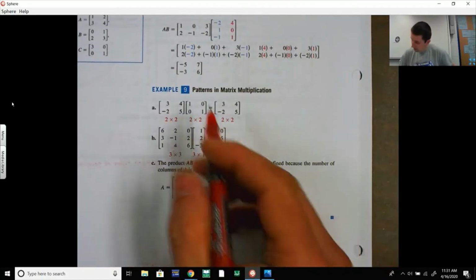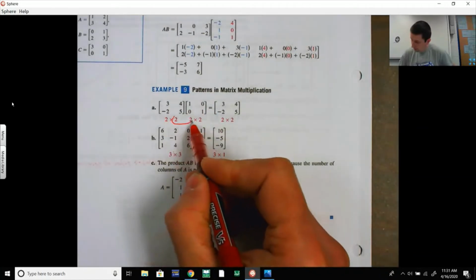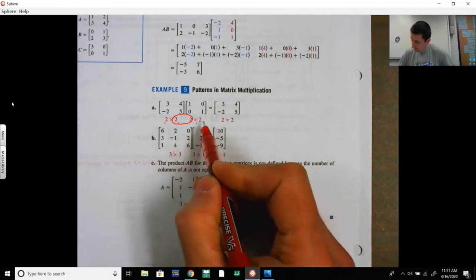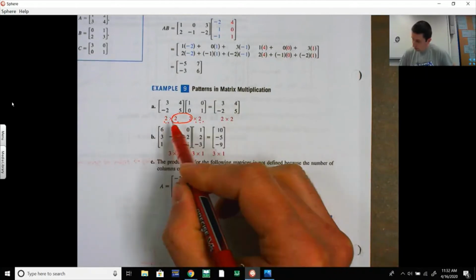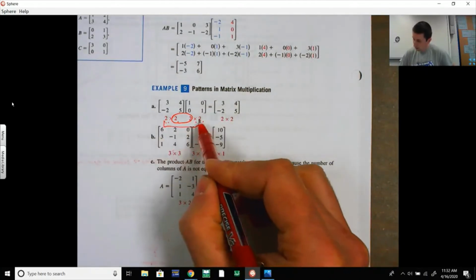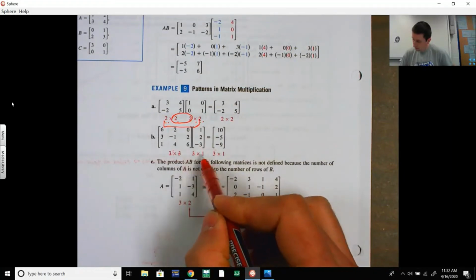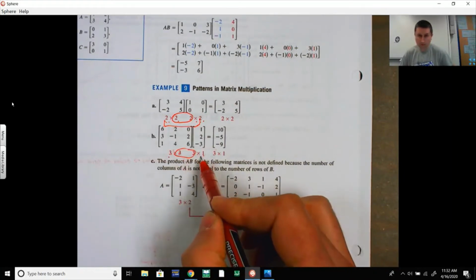Here they're talking about that same thing. These have to be the same. This is the product, the order of your answer. So 2 by 2 times 2 by 2 should be 2 by 2. 3 by 3 multiplied with 3 by 1, those are the same. The answer should be a 3 by 1.